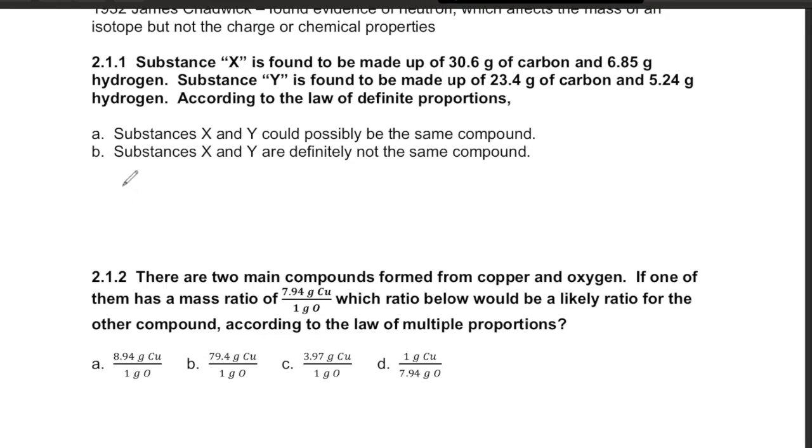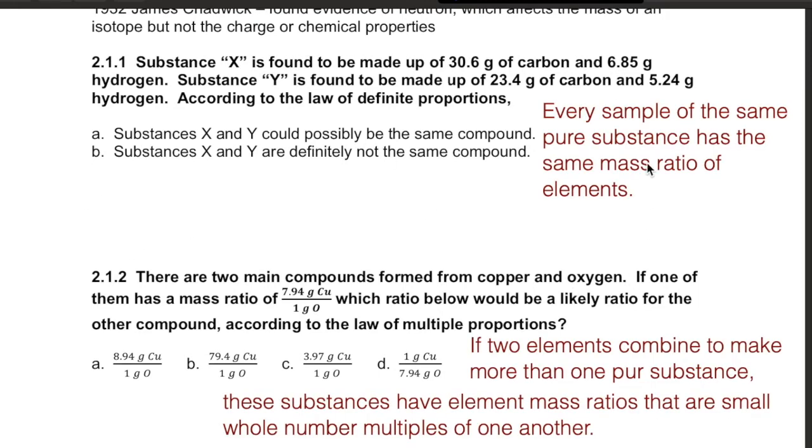Let's go ahead and look at these problems which illustrate the law of definite proportions and the law of multiple proportions. Okay, so I've added in the law of definite proportions and the law of multiple proportions here. The law of definite proportions says that if you have two different samples of the same pure substance, that pure substance will have the same mass ratio of elements every time. So we have these two substances, X and Y, and we're trying to see if they could be the same substance. If they are, they would have the same mass ratios of carbon to hydrogen. So let's figure out what the mass ratios of these two substances, X and Y, are.